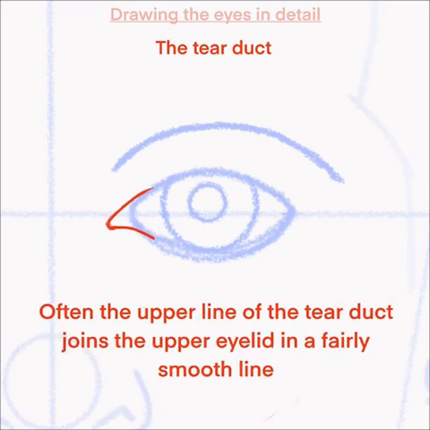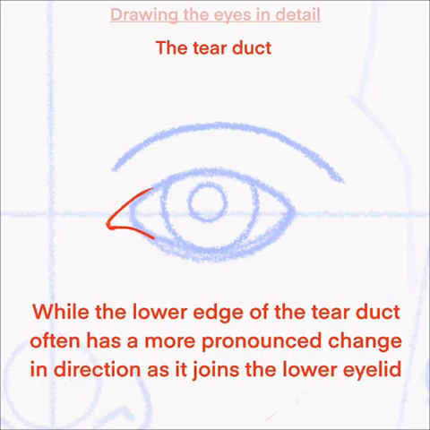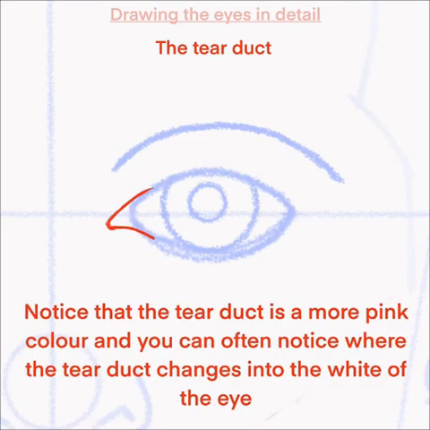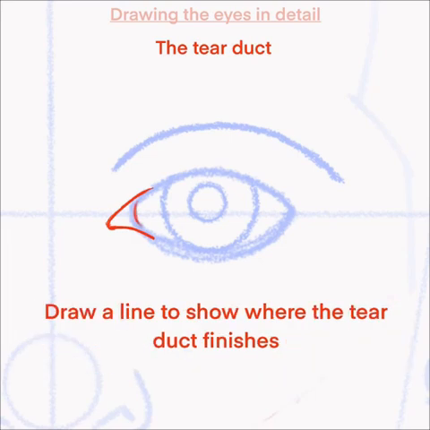Often the upper lines of the tear duct joins the upper eyelid in a fairly smooth line. While the lower edge of the tear duct often has a more pronounced change in direction as it joins the lower eyelid. Notice that the tear duct is a more pink colour, and you can often notice where the tear duct changes into the white of the eye. Draw a line to show where the tear duct finishes.